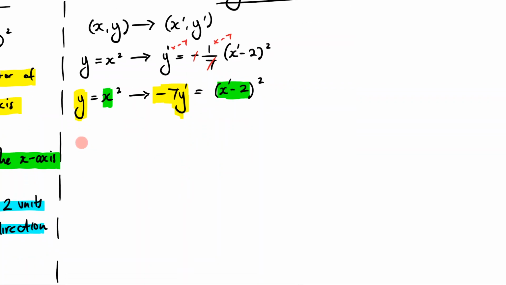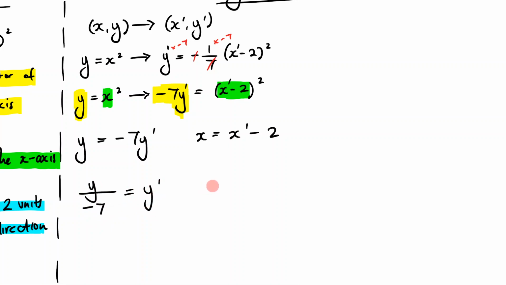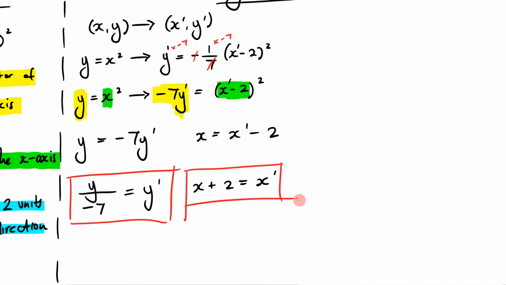Okay, so the next thing you're going to do now is go y is equal to negative 7y dash, and x is equal to x dash minus 2. Now you're going to solve for x and y. So over here, I would get y over negative 7 is equal to y dash. And then over here, I would get x plus 2 is equal to x dash. Now this is the important thing right here, what we've generated here. So this and this are important. We're now going to read from these our answers.